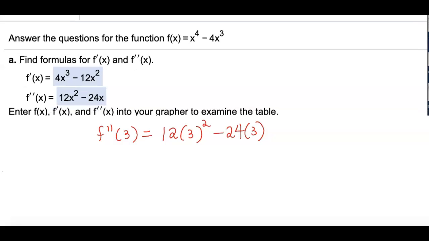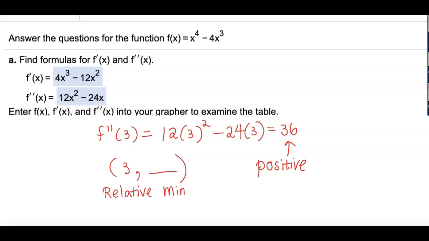So because the second derivative is positive, what we know is that this 3, comma something, I don't know what the y-coordinate is yet because I never found it. But what we know is that because the second derivative is positive, this must be a relative minimum by the second derivative test. Well, positive second derivative means this is also concave up at this point. And what does concave up look like?